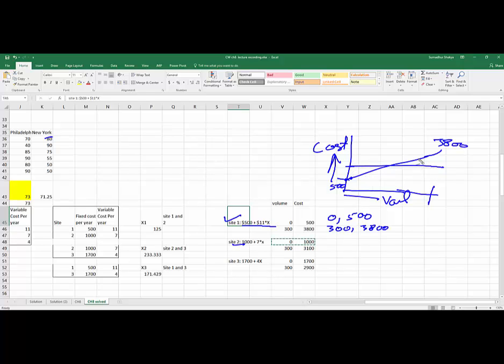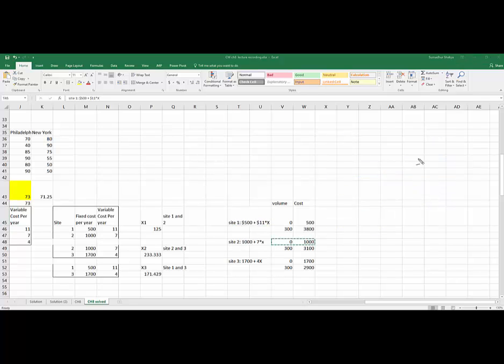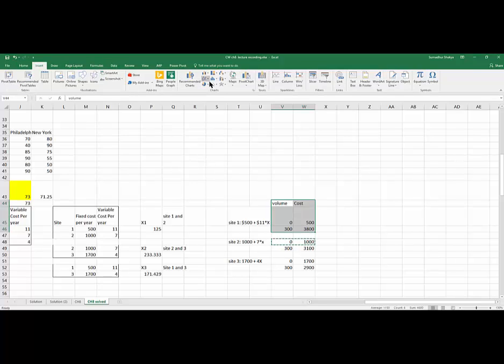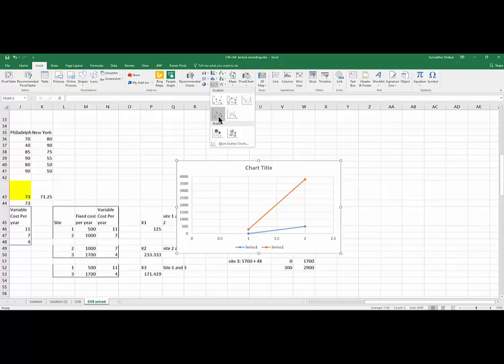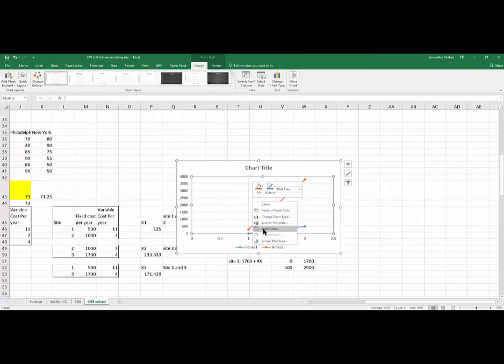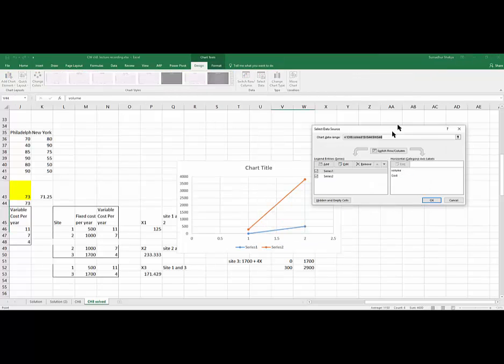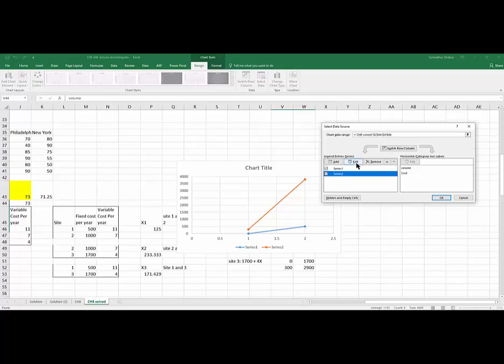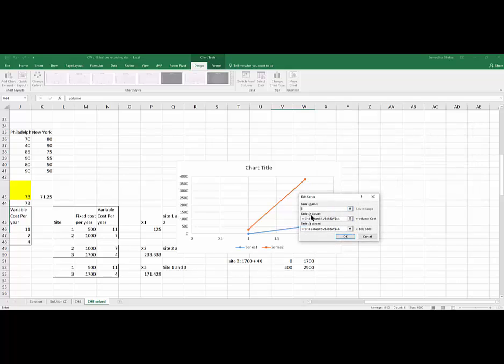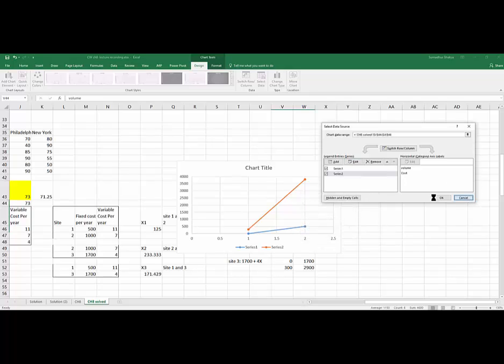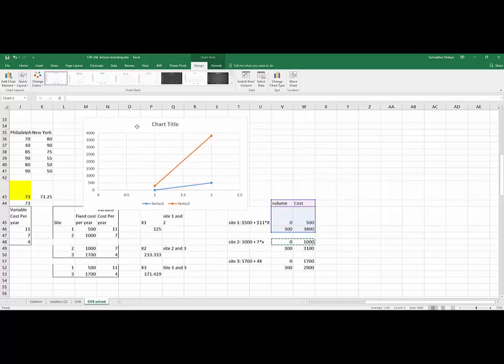So let's see what that graph looks like. I'm going to select insert and use a connected point such that I tell it that the series name is, come on, oh no, I can't select it here.